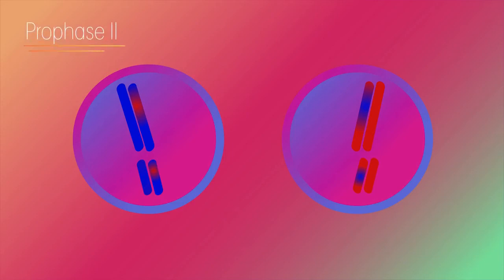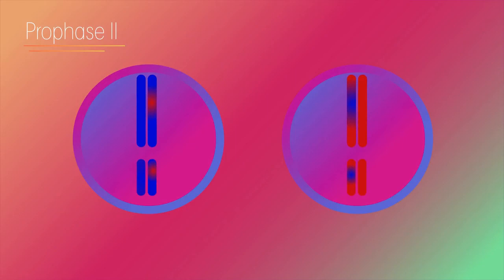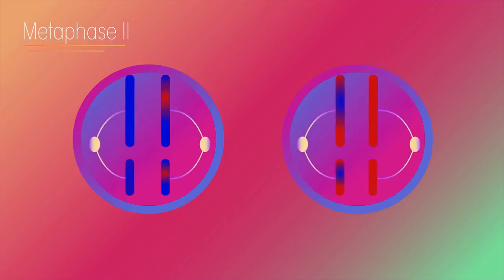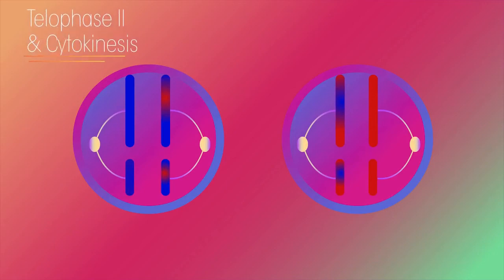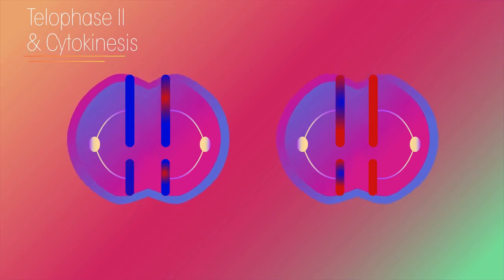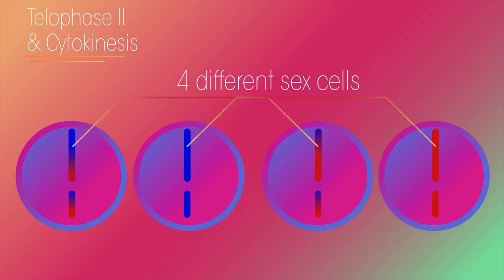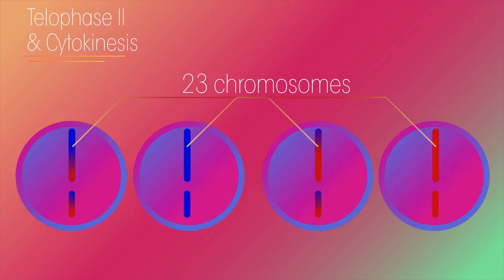We start straight with prophase II, with chromatin clumping again to form chromosomes. Then they line up in the middle of the cell during metaphase II, and chromatids are pulled apart during anaphase II by the spindle fibers. Telophase and cytokinesis pinch the cells together, with 4 new granddaughter cells being formed. The end of meiosis gives us 4 different sex cells, each with only 23 chromosomes, ready for future fertilization. But that's a story for another video.